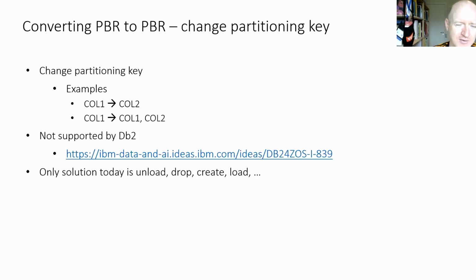Another scenario where you made a wrong choice would be that the partitioning key was incorrect. So maybe you chose column 1 as the partitioning key, but you actually wanted column 2. Or maybe you want to append a column. So you still want to have column 1 as the leading column, but you want to append a column 2 to the partitioning key. Again, these are not supported by Db2 natively. Again, there's an AHA idea open for that, so go vote for that if that's an issue for you. And the only solution today is unload, drop, create, load, which will probably be painful in this case when you have a large partitioned table space. But there's no other solution today.